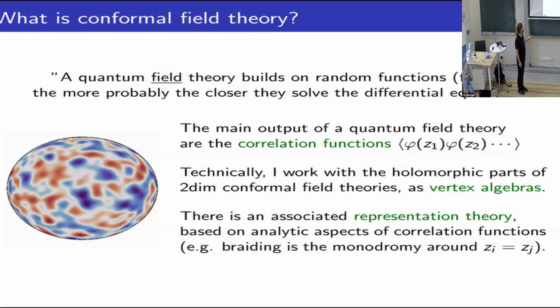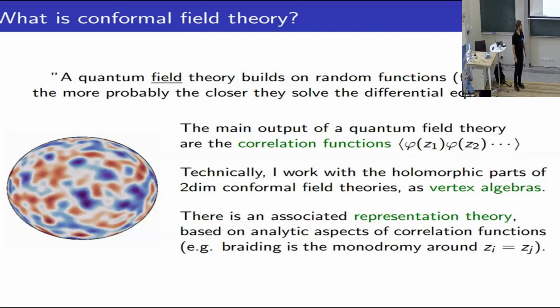And the interesting thing from my perspective is that there is an associated representation theory. So given such a very complicated theory based on these analytic functions, there is a representation theory associated to it. One of the types we had in the previous slides, and it's somehow expressing the analytic aspects of the correlation functions. For example, the braiding, switching tensor factors, has to do with the monodromy of these chiral correlation functions when you switch z1 and z2. So that's somehow what it does.